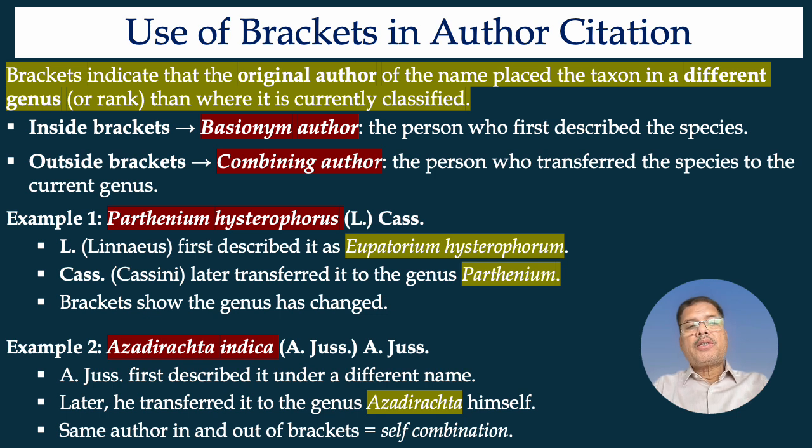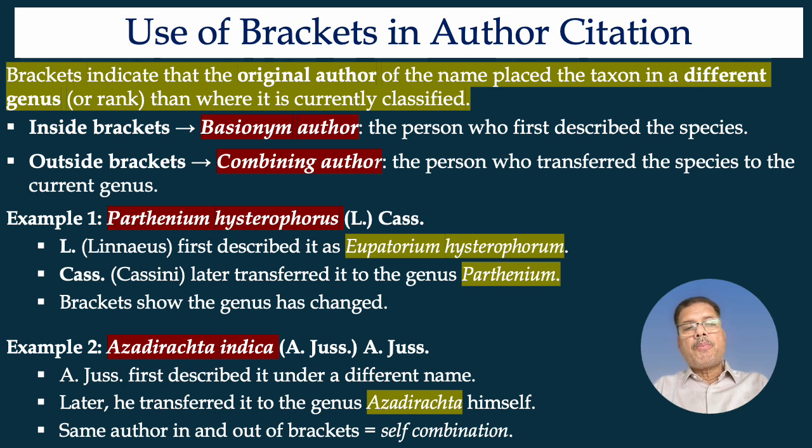When we look at author citations in botanical names, the presence of brackets tells an important story about the taxon's history. Brackets indicate that the original author described the species in a different genus, or sometimes at a different rank, than the one in which it is currently placed. The name inside the brackets belongs to the basionym author, the person who first described the species, while the name outside the bracket represents the combining author, the one who later transferred the species to its present genus.